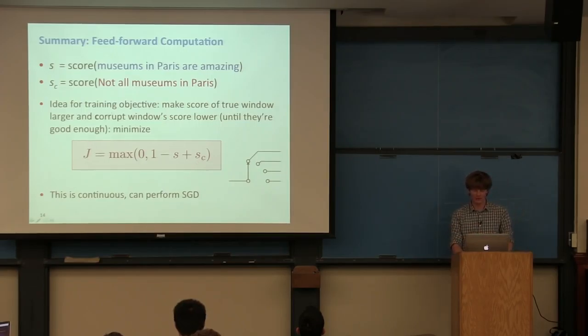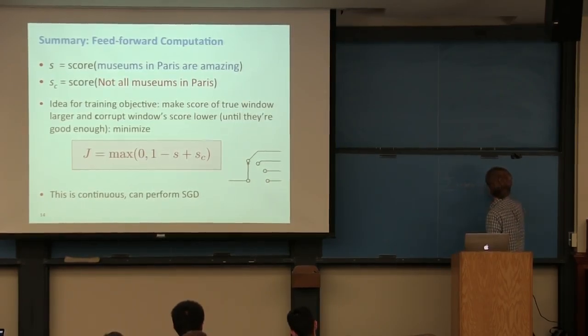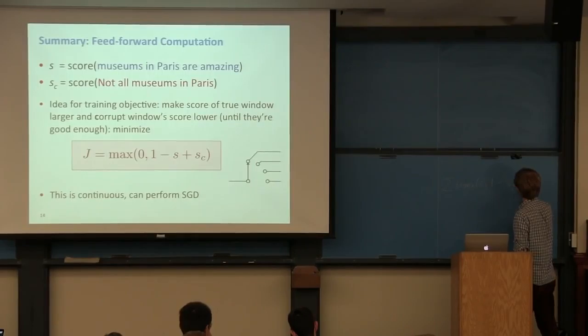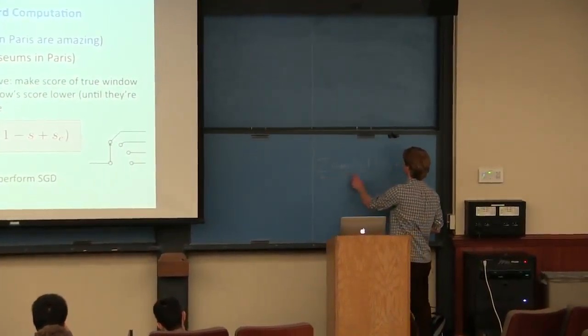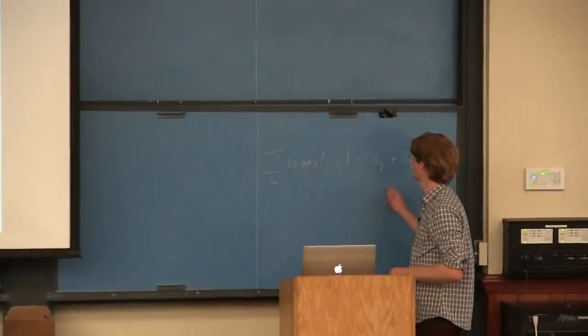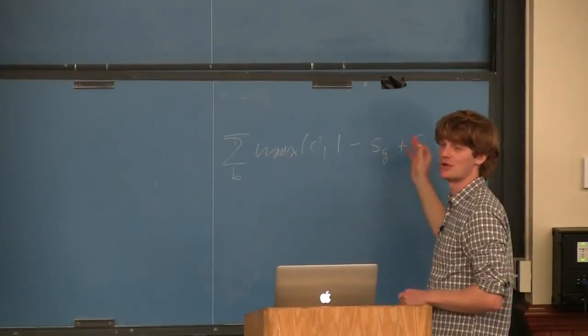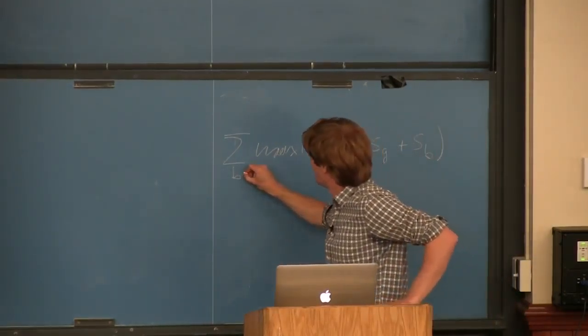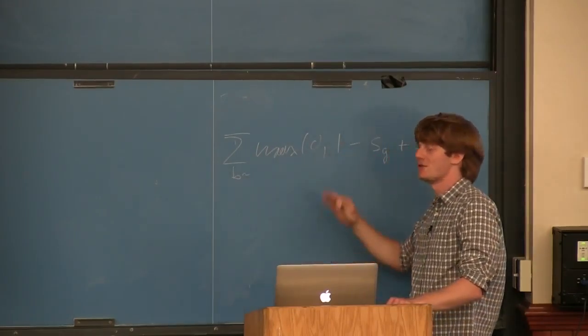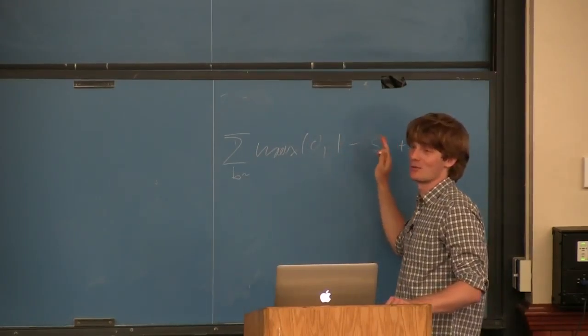And so what you would often do here is have a sum over, maybe we can write that out. If you have multiple ones, we have max of 0, 1 minus score of a good window plus score of a bad window, and now we can sum over multiple bad windows for each good window, because in some sense we can generate lots of bad windows very easily. But not every bad window. Oftentimes you'd have maybe 50 or so, because if you have too many, you start overfitting on just that one example.